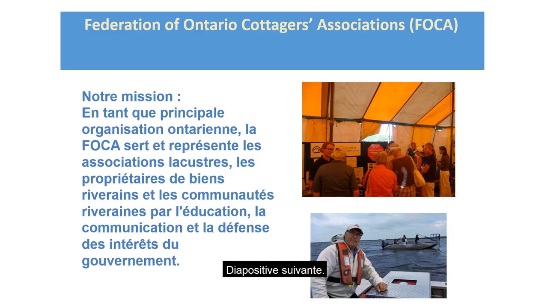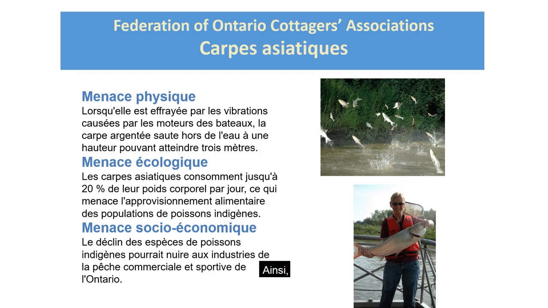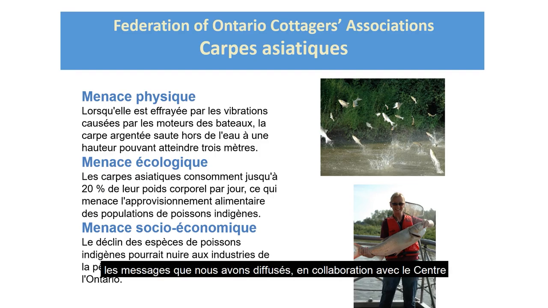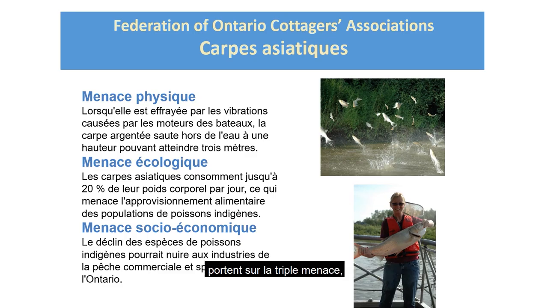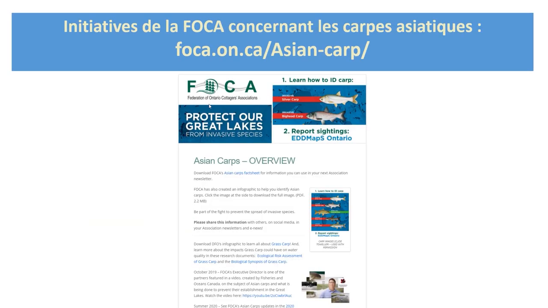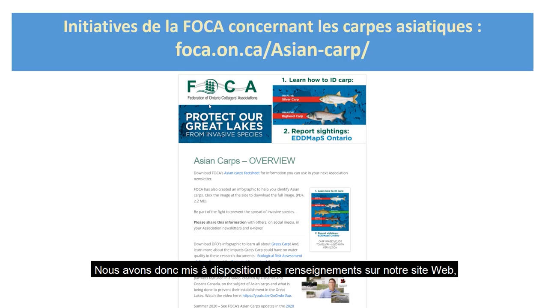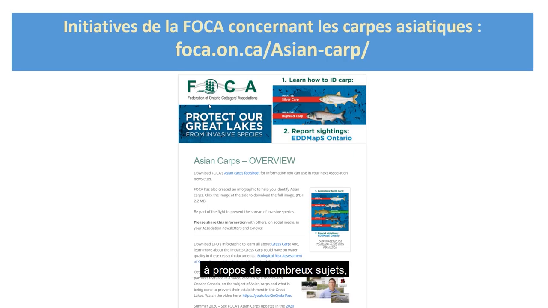This is our mission and what we do. We represent waterfront property owners and waterfront communities, and we do that through education, communication, and by communicating with government and policymakers. The messages we've been sharing in collaboration with the Invasive Species Center and others are about the triple threat: the physical threat that carps present, the ecological threat, and the socioeconomic threat. As stakeholders in our waterfront communities, on many fronts, we're gravely concerned about the impact of all invasives, and the carp being a particularly important one.